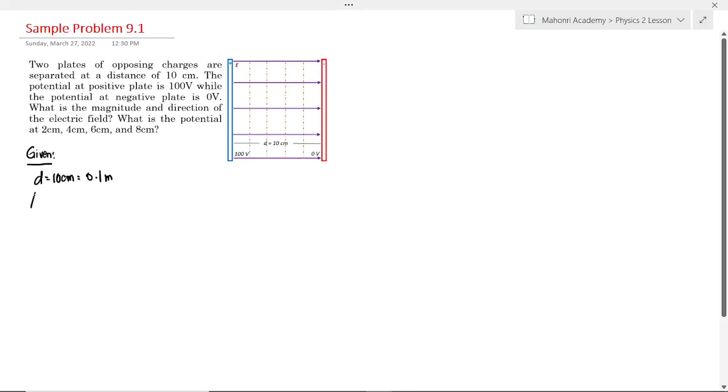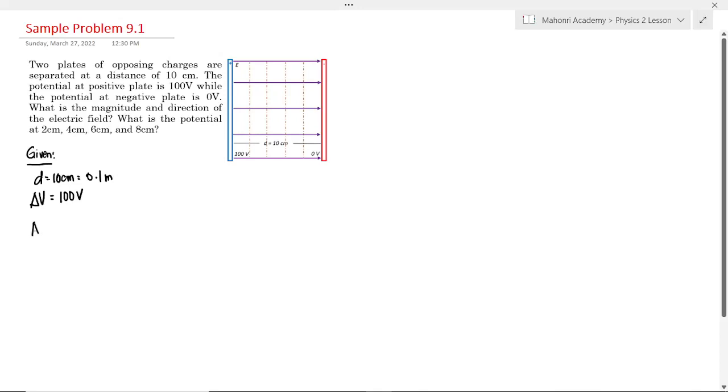What that means is that the delta V, or the change in the electric potential between these two, is actually 100 volts, meaning that's 100 minus 0. The potential at the positive is 100, the potential at the negative is 0.